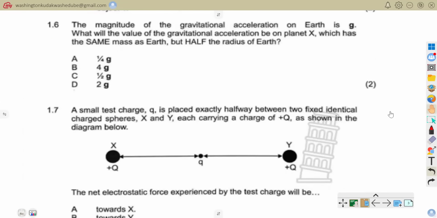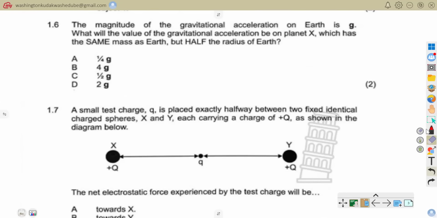Now let's go to question number 1.6. The magnitude of the gravitational acceleration on Earth is G. What would be the value of the gravitational acceleration on planet X, which has the same mass as Earth but half the radius of Earth? So planet X has the same mass as the mass of the Earth, but the only difference is on the radius.